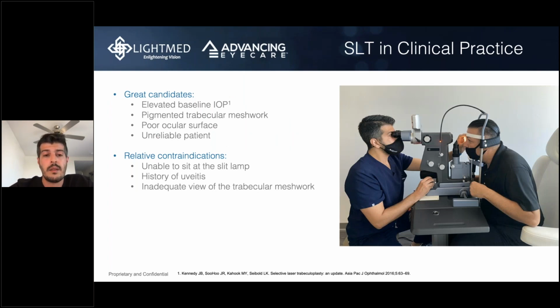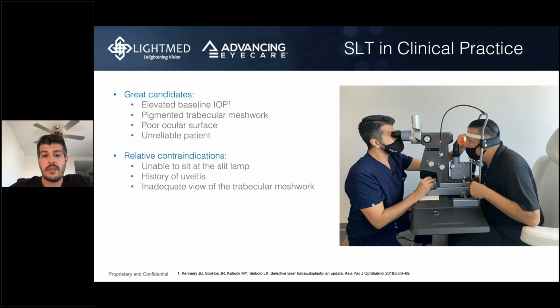Anyone with an open angle that I can see the trabecular meshwork is a great candidate. The higher the baseline pressure, the more the effect of SLT I expect. So I'm going to get more IOP lowering in someone with pressure of 25 than someone with pressure of 15. So I'm going to take that into account when I'm making this decision. The more pigmented the trabecular meshwork, the better.